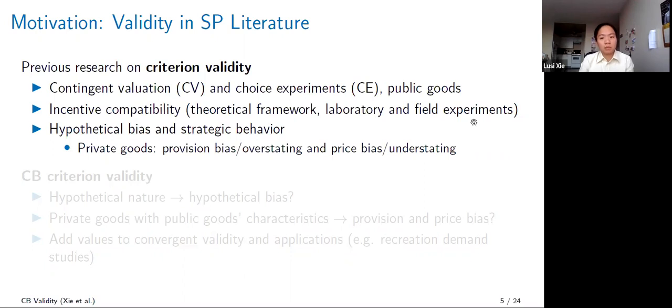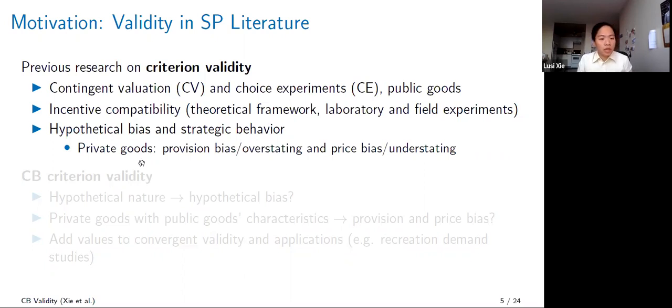Empirically, especially through experiments, what has usually been done is people would design an incentive compatible decision mechanism as a criterion, and design treatments with hypothetical natures to mimic static preference methods, and compare the criterion with the treatments to detect hypothetical bias and strategic behavior. The studies have been quite advanced regarding evaluating public goods, but for private goods, the research is still quite ongoing and active.